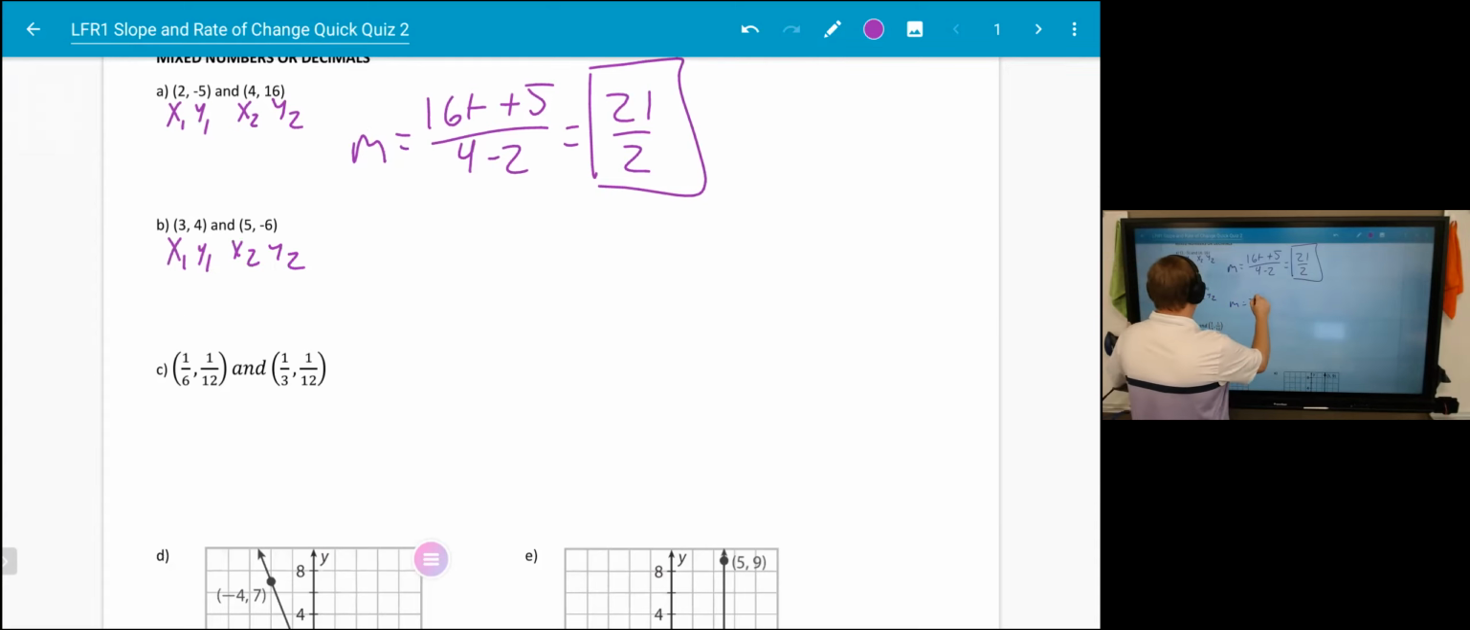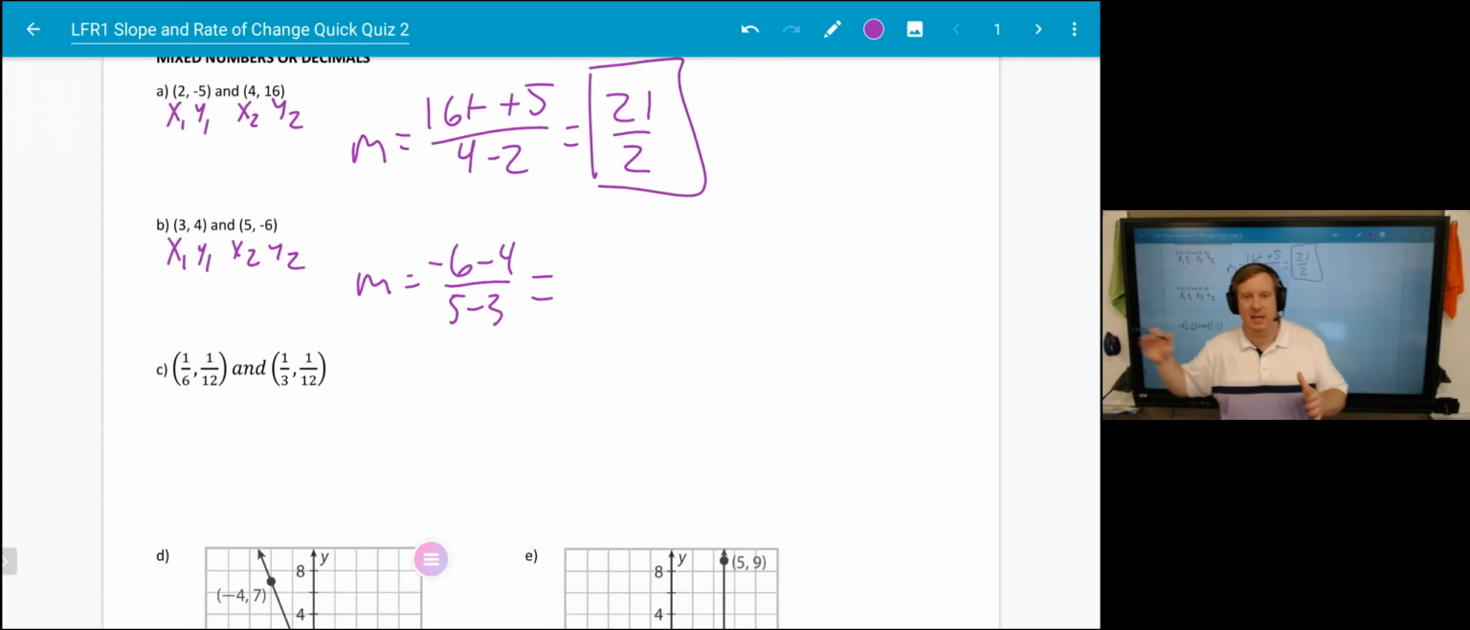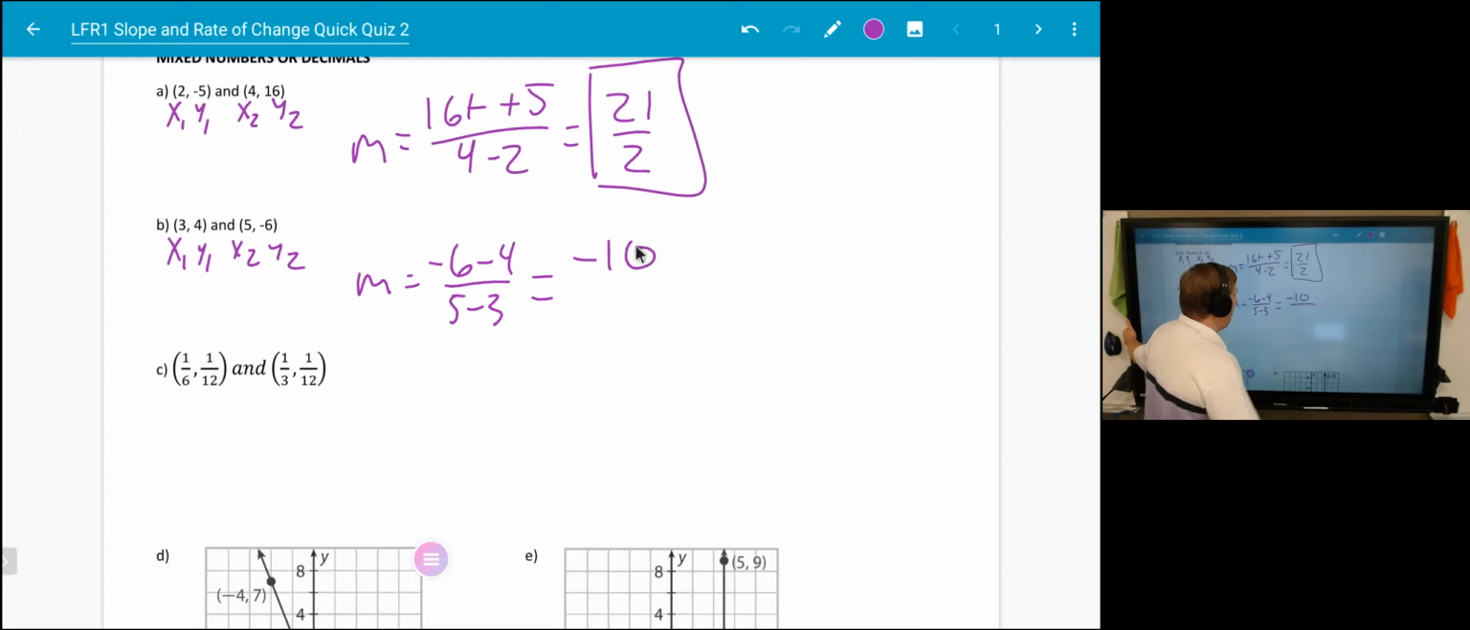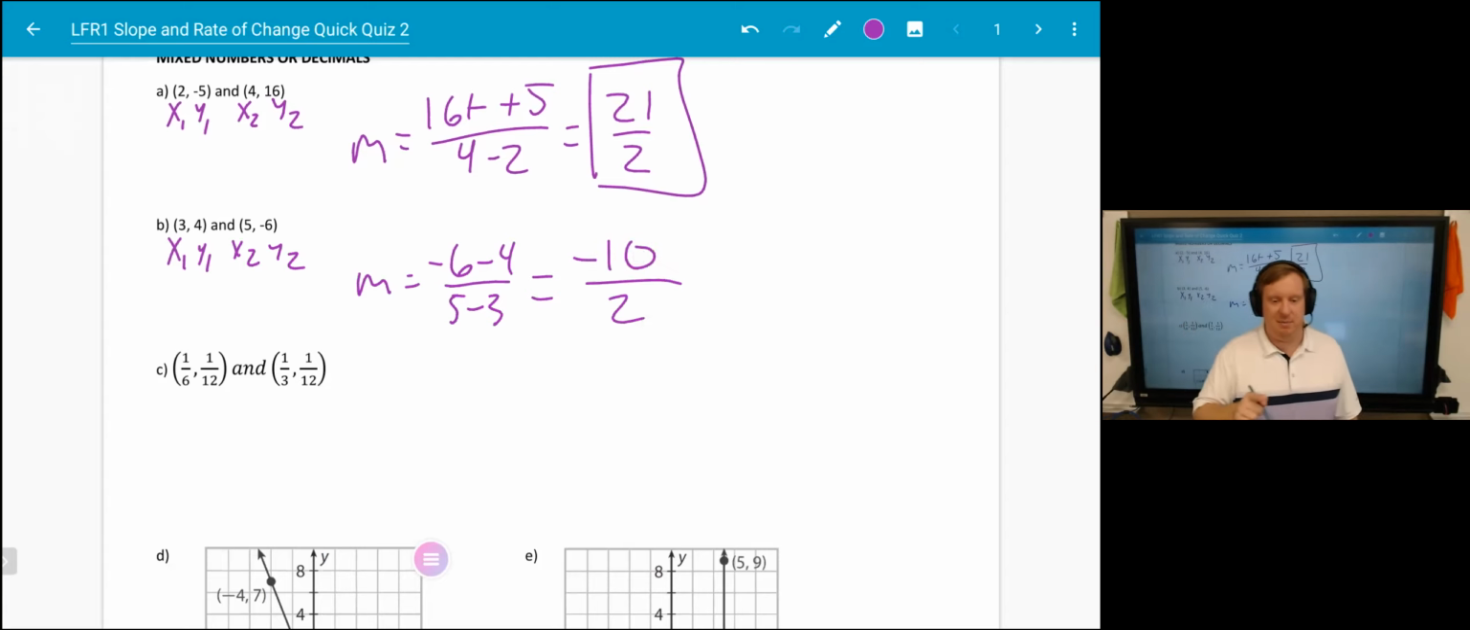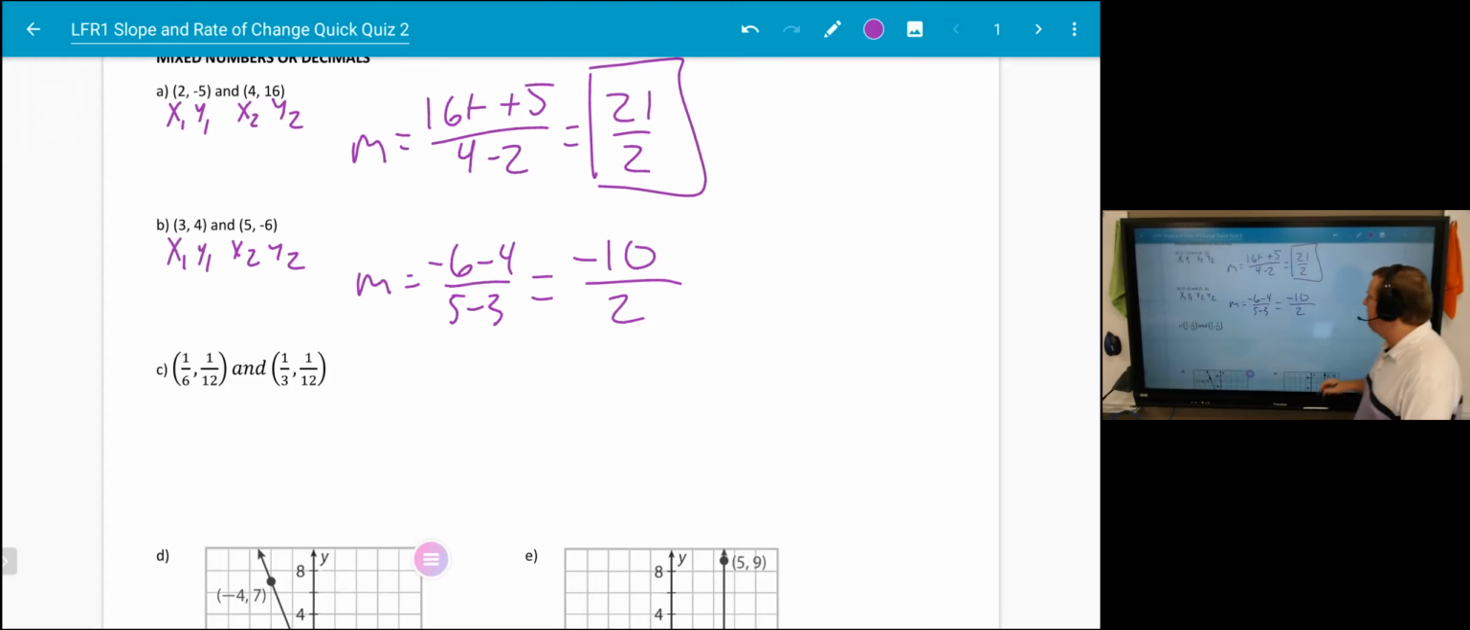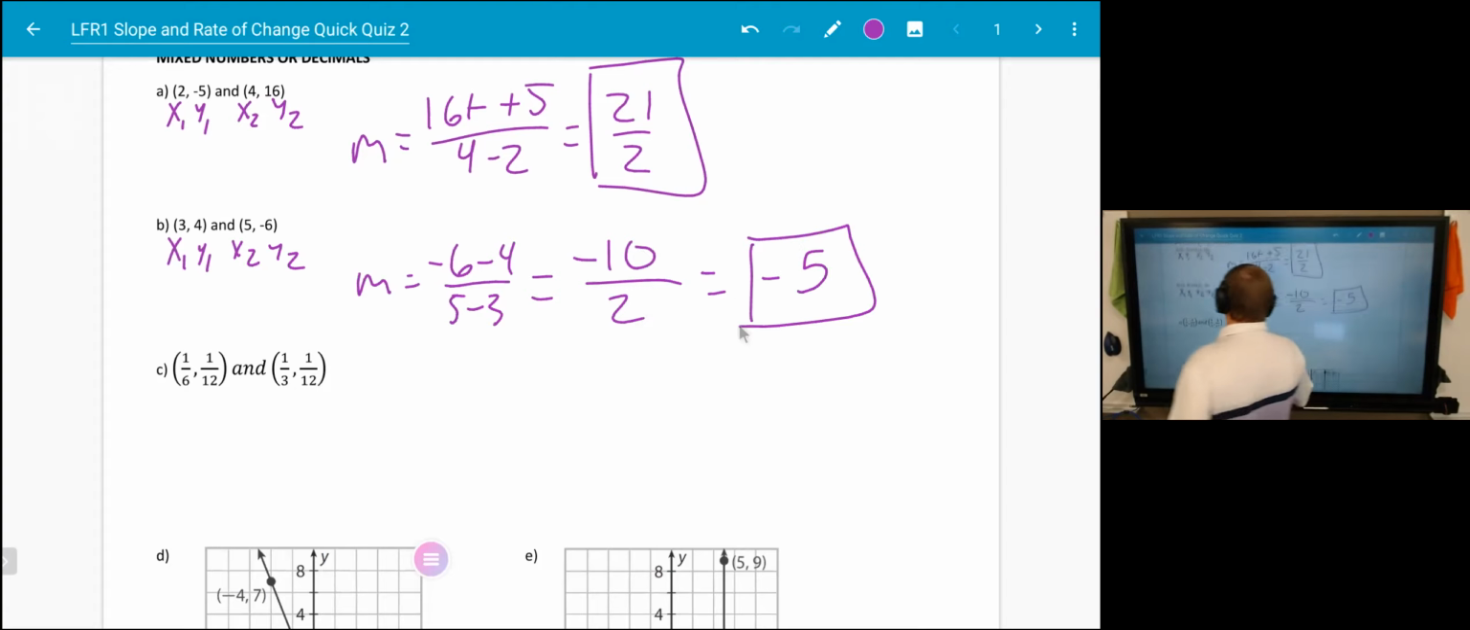Okay. Number 2, x1, y1, x2, y2. M equals -6 minus 4 divided by 5 minus 3. I've got -6 and I go 4 more negative. I'm going to end up at -10. 5 minus 3 is 2. I can simplify that. -10 divided by 2 is -5. There we go.